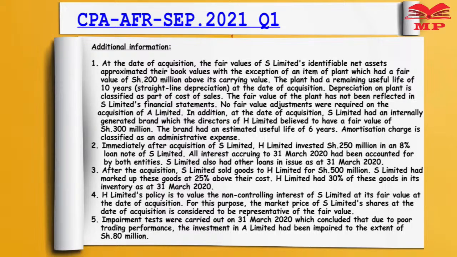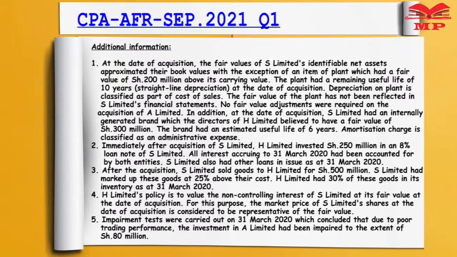In addition, at the date of acquisition, S Limited had an internally generated brand which the directors of H believed to have a fair value of 300 million shillings. The brand had an estimated useful life of 6 years. Amortization charge is classified as an administrative expense. So if you are given the classification of expense according to function, you must follow that when doing consolidation.